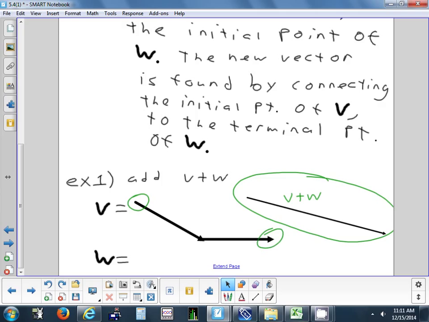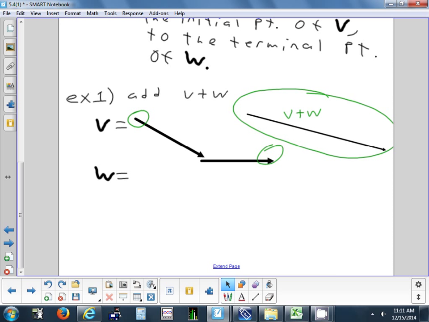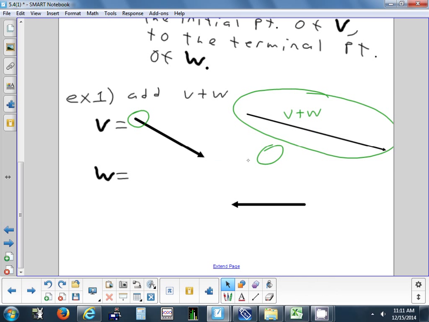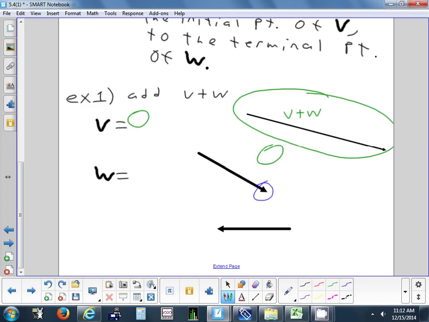Any question on that? That's it. What if W is facing this direction? If W is facing, sure. Assuming it was flipped that way. Yep. So I do the same steps. Just going to move everything over. Take the end point of V, line it up with the beginning point of W.